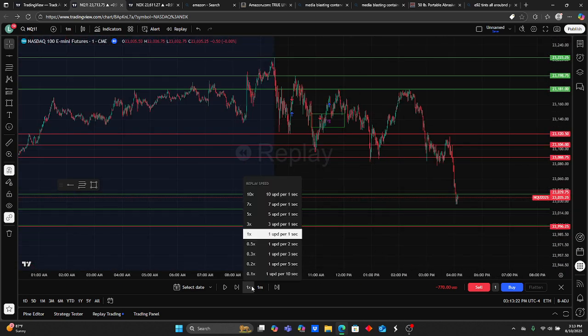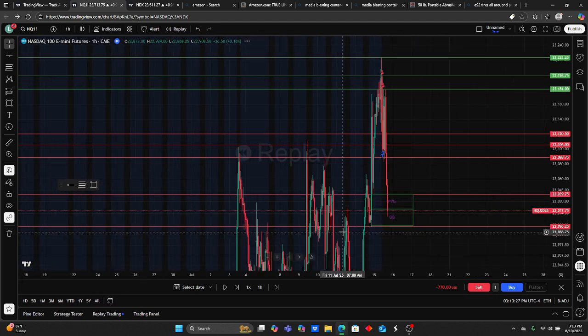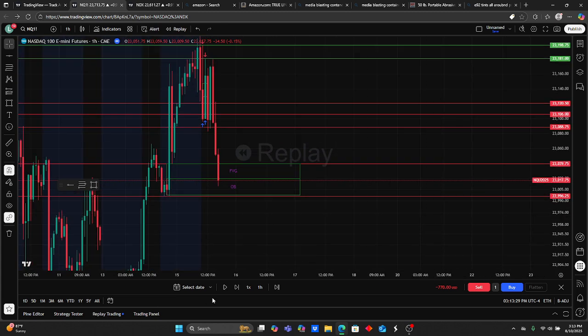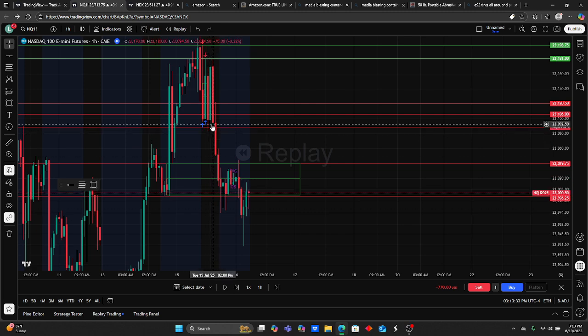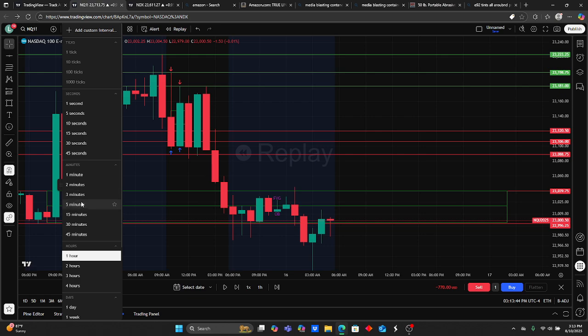So let's go to like an hourly. Let's get to the next day, see what happens. So it looks like right before market close. I think I know my mistake here. I know my mistake. Let's see. Yeah, putting in a trade right before lunch. It looks like that was my mistake.